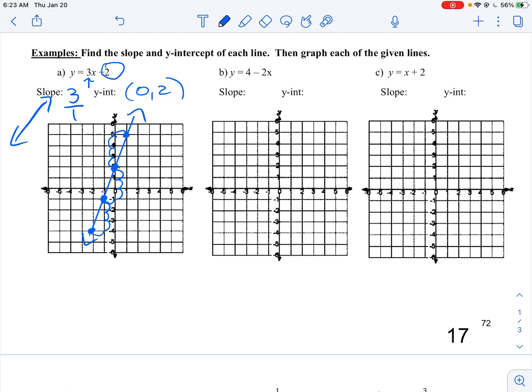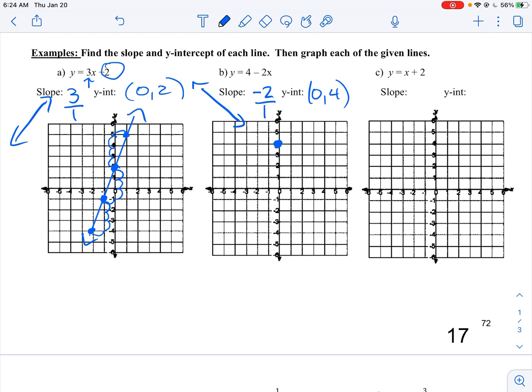So let's look at the next one. Now remember, slope is the number that's sitting in front of the x. The number that's sitting in front of x, attached to it, multiplied by it, is -2. So that means my slope is going to go this direction. My y-intercept is the number that stands alone, and that is 0, 4. So I go to 4 and plot my point.